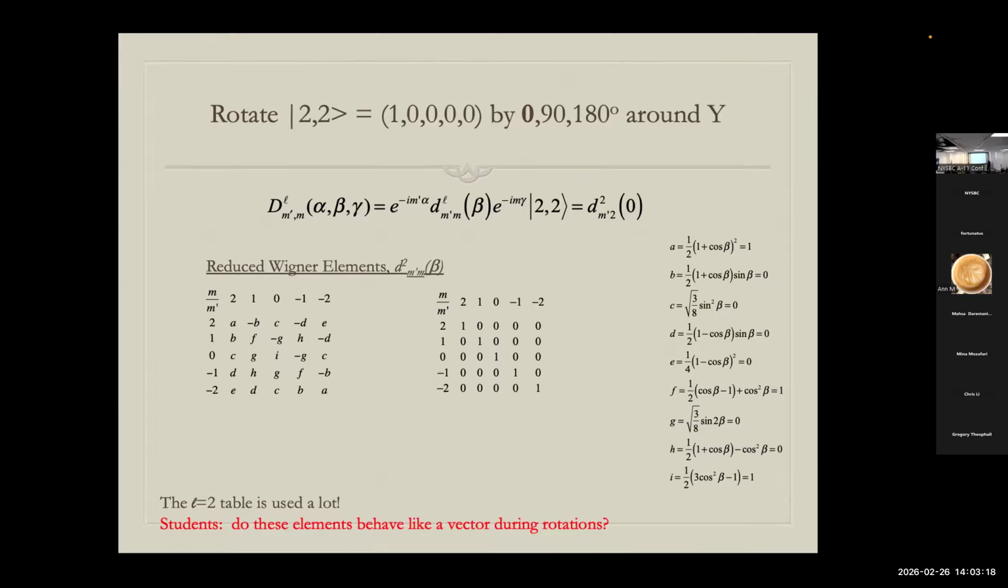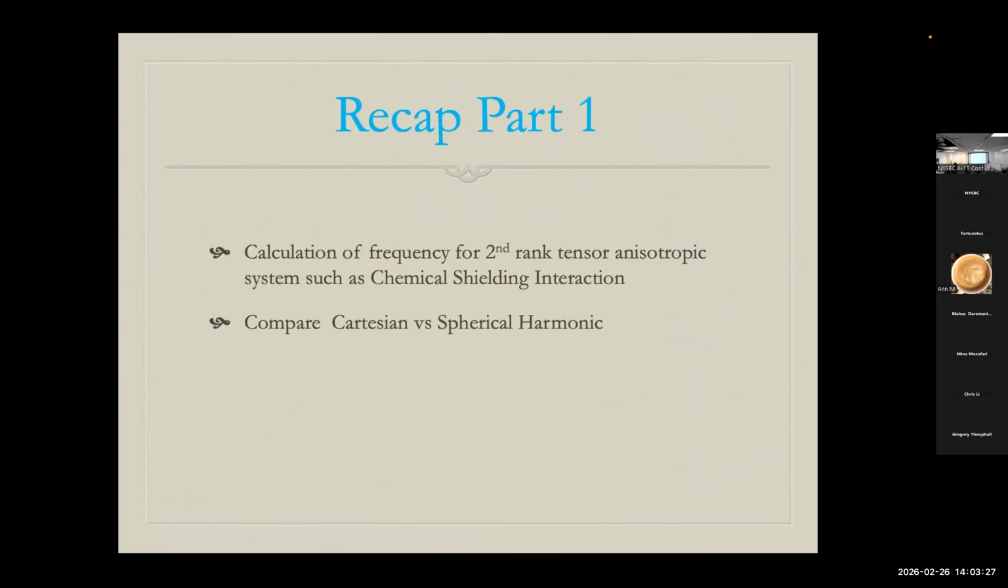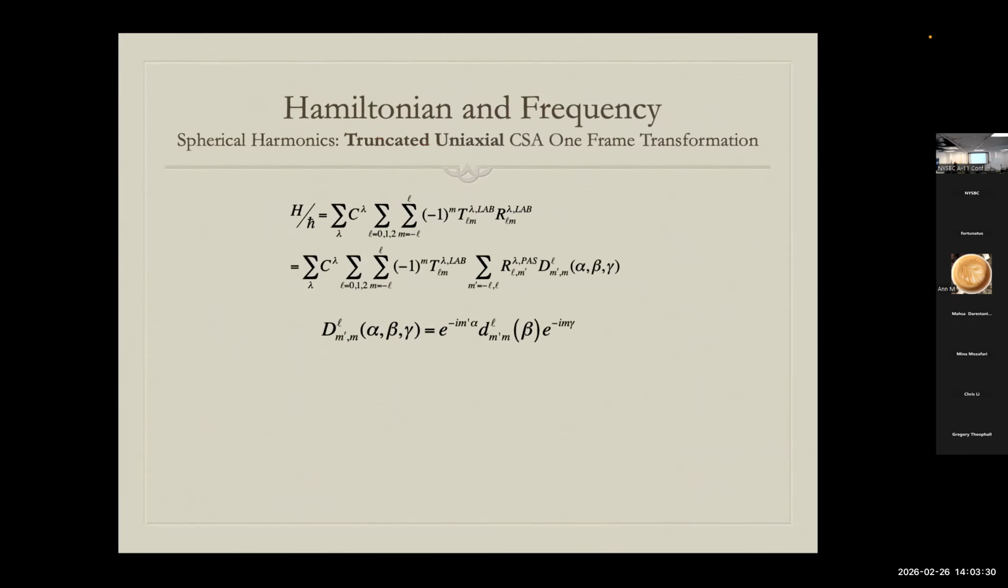Here's I. I happens to be 1/2 of 3 cos squared beta. We just pull that. So our Hamiltonian here, we restrict ourselves to lambda being CSA, L is only 2, M is only 0, and M prime is only 0 in this sum. So that's all we need for both sides. And D, we're not having an alpha and a gamma because we're uniaxial. So little d is 1/2 of 3 cos squared beta minus 1.